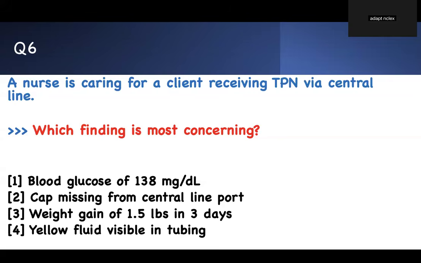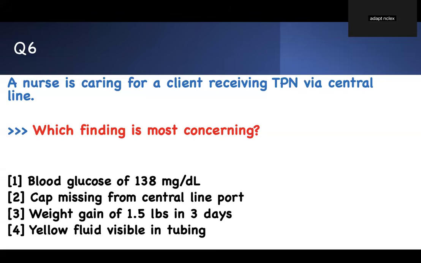Embolism and infection. Weight gain 1.5 in 3 days. Then you bring your common sense and say, why would they use 1.5 in 3 days? There's something else, you know. For that one, you need at least 2 to 3 pounds in that short time to see if the patient is fluid overloaded. A yellow fluid visible in the tube. What color is the TPN? Don't tell me this is pus. The color is yellowish. Sometimes it depends if you're getting lipid, right? Lipid is white, but yellowish, that's what the TPN is supposed to be.